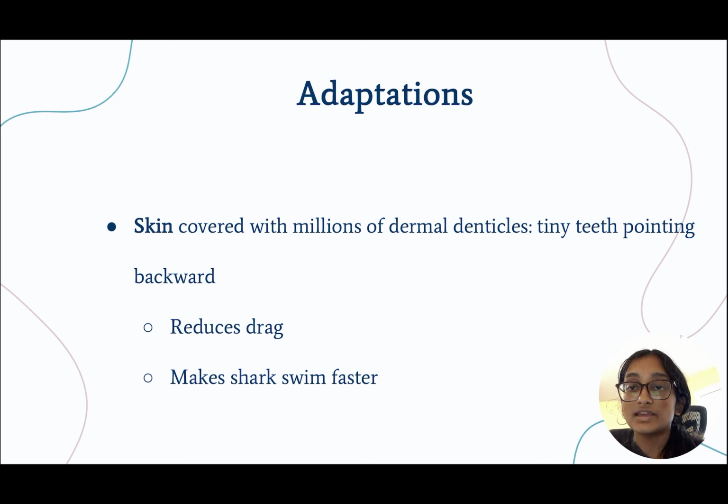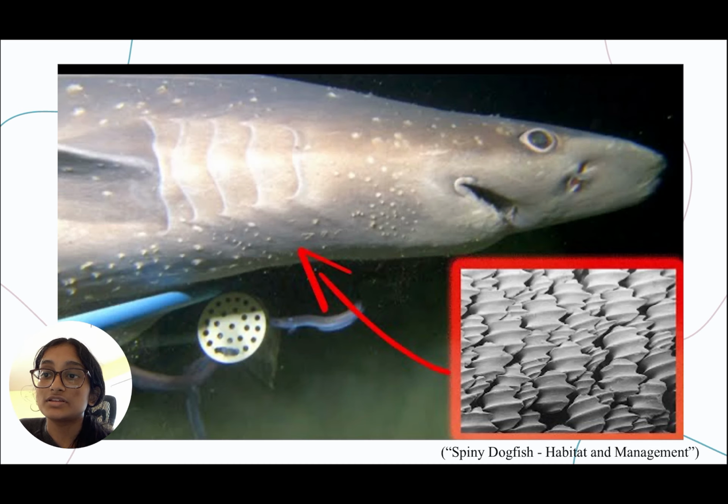Next, their skin is covered with millions of dermal denticles. These are tiny teeth pointing backward that help their movement in their biome by reducing drag. This allows sharks to swim faster to run away from predators. Imaged here is an example of dermal denticles shown.